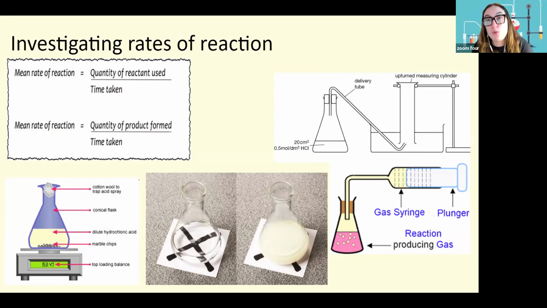So the cotton wool is there to stop any spray coming from your solution. Now, those are just some different examples of how to do it. Like I said, if you go to the Science YouTube channel, there are a couple of videos made by Miss Yarvi, and they are brilliant, and they go through these practicals in more detail.